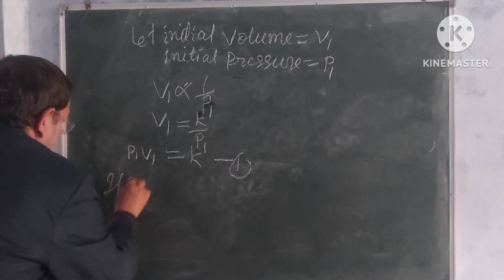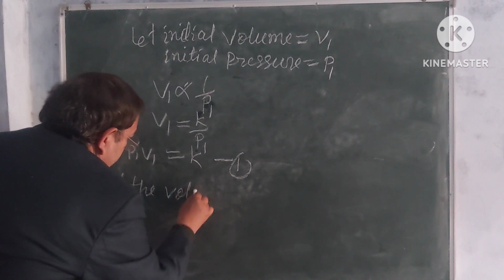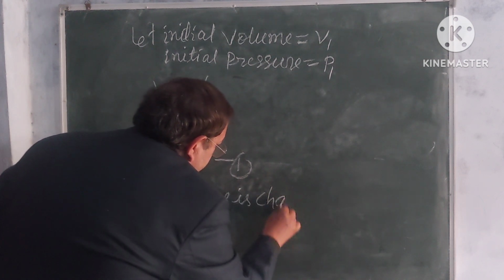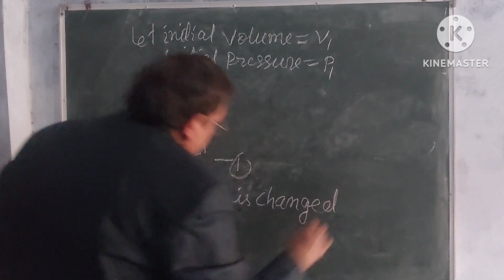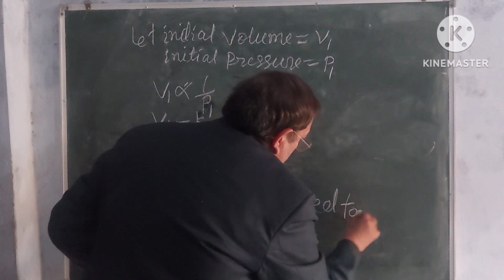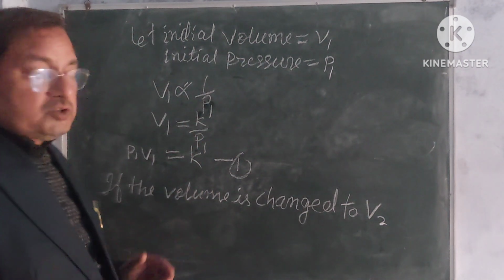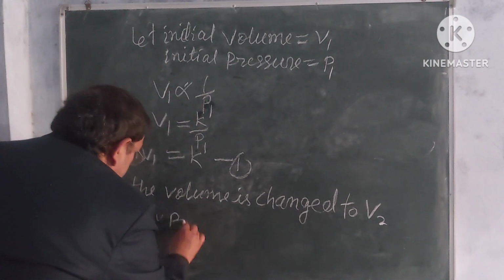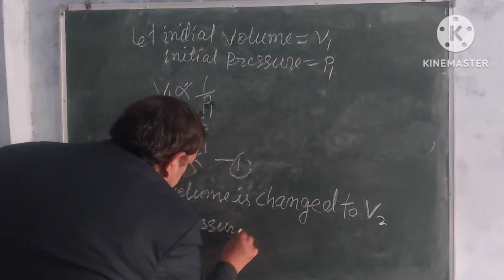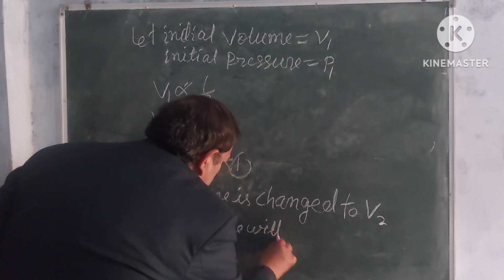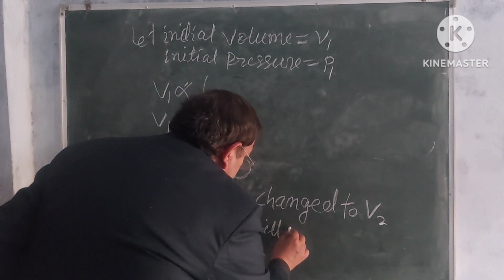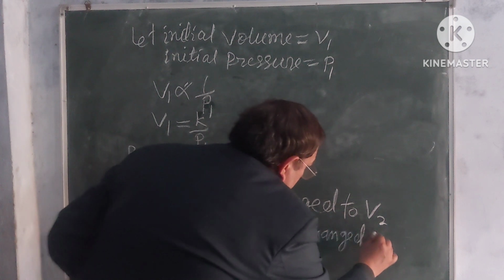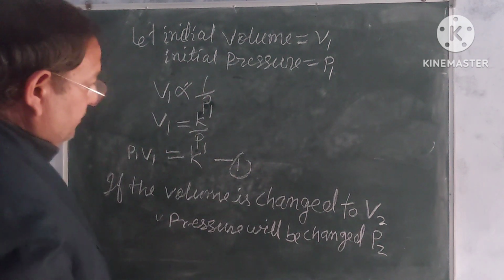If the volume is changed to V2, the pressure will change to P2. Now again we get a relationship.